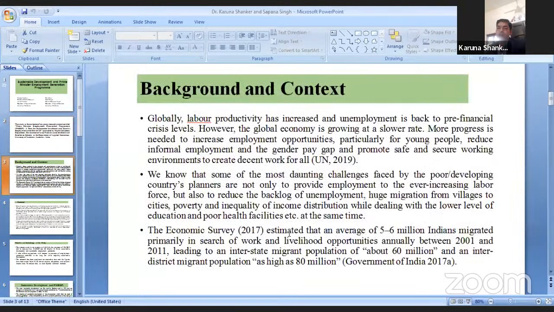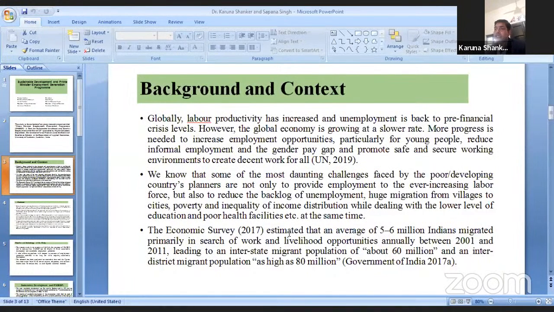The basic idea and background of my study is that globally labor productivity has increased and unemployment is back to pre-financial crisis levels. However, the global economy is growing at a slower rate. More progress is needed to increase employment opportunities, particularly for young people, reduce informal employment and the gender pay gap, and promote a safe and secure working environment and create decent work for all. This is also targeted in the United Nations report of 2019.